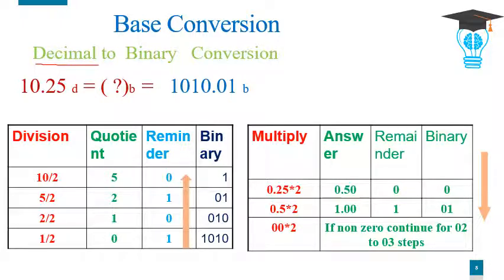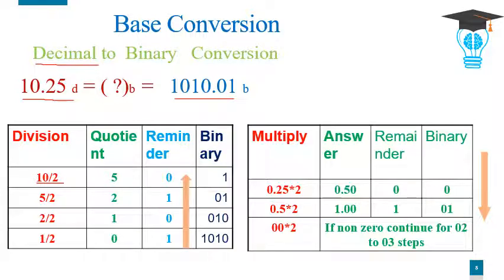I have taken a number as an example, 10.25 in the decimal number system, and I will try to get the answer. To convert 10.25 decimal, I should take it as two parts: one before the decimal point and one after the decimal point. Before the decimal point it is 10. I will successively divide 10 by 2. First I will divide 10 by 2.